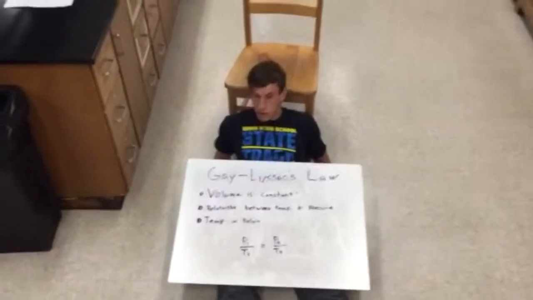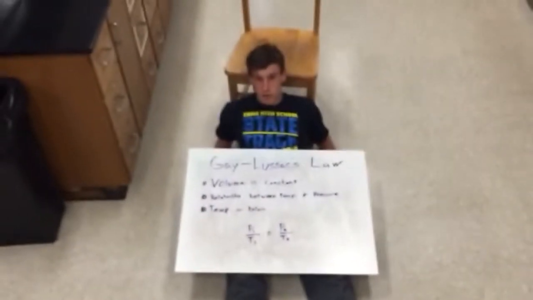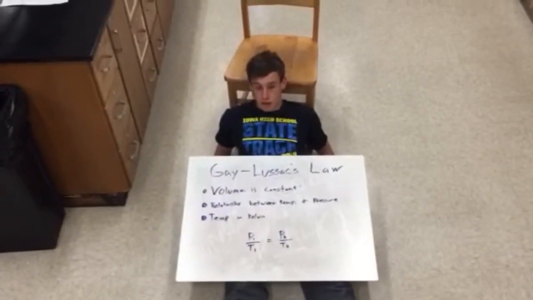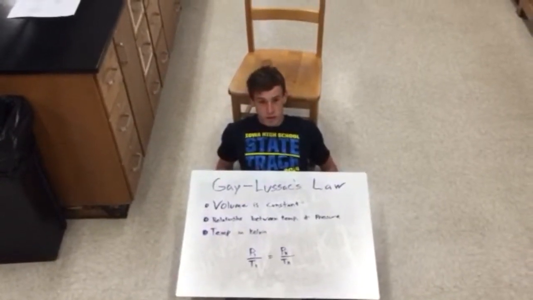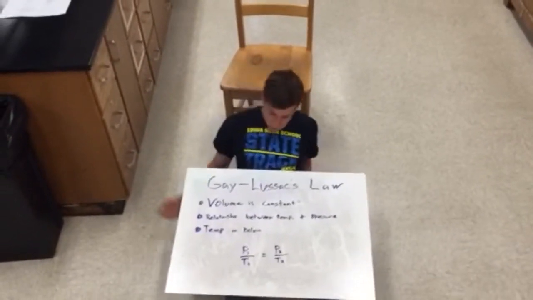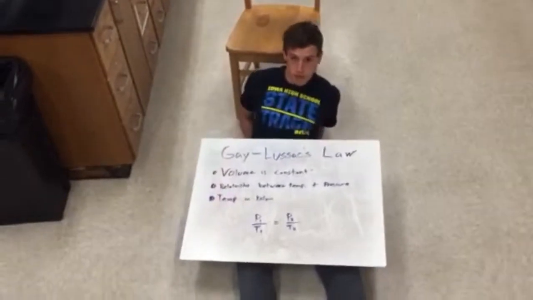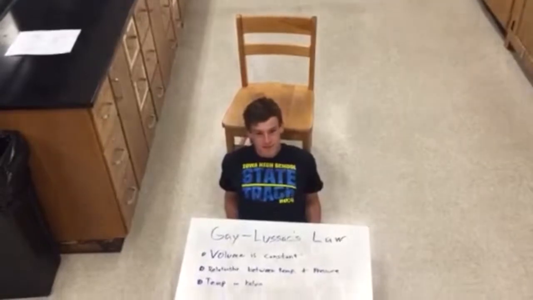Next, we'll be talking about Gay-Lussac's gas law. In this law, volume is always constant, which will make it so there will be a direct relationship between the temperature and pressure. What that means is if pressure goes up, then temperature is also going to increase. Another thing about the temperature is that it always must be in Kelvin, which is Celsius plus 273. And that right there will be your equation, for you to do your calculations.